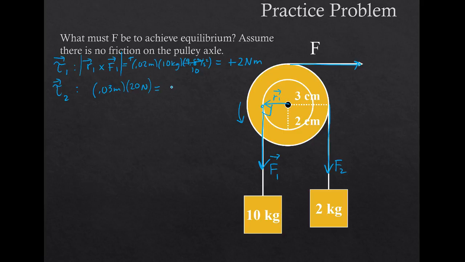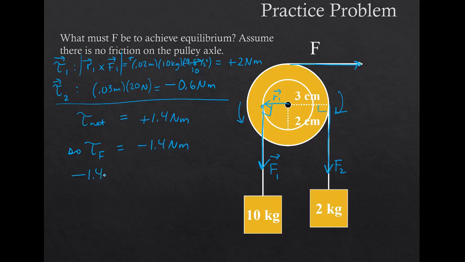About, well, let's also think about this. Which way is F2 going to rotate us? It's going to rotate us counterclockwise. That's going to be negative 0.6 Newton meters. And so if we want to achieve equilibrium, then F has to be such that the net torque we have without F is plus 1.4 Newton meters. So that means that the torque from F has to be negative 1.4 Newton meters.